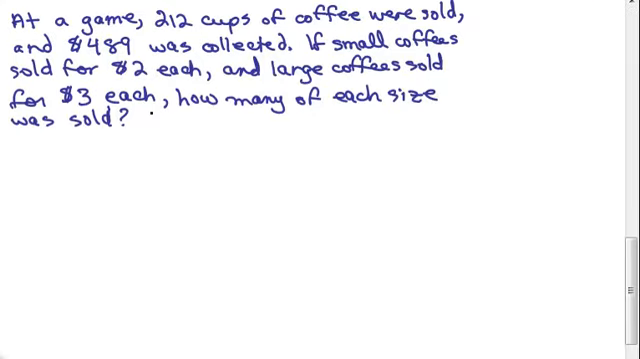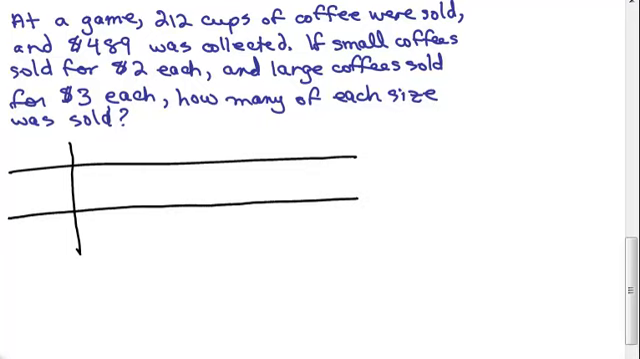So here's the problem again. Now there's different ways you can define your variables. One, you could simply say let x be the number of large coffees sold and y be the number of small, or the opposite, either large or small. I like to put the information in a chart, so I'm going to do it that way. So this just makes it easier for me.